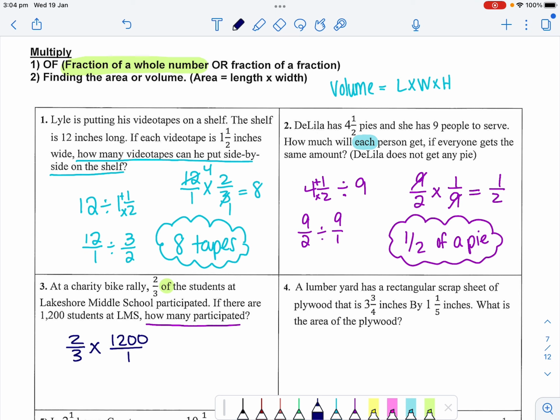And I'm going to do 1,200 over 1. So this is going to be 400. This is going to be 1. So 2 times 400 is going to be 800 students participated.